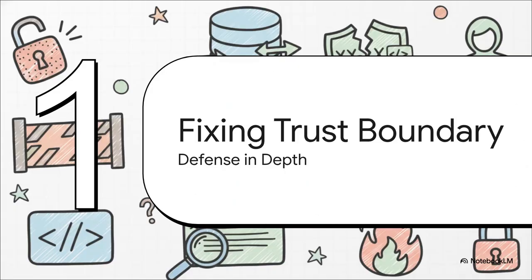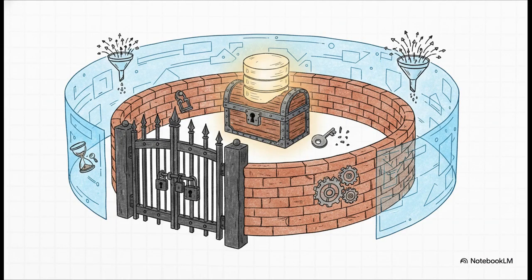Finally, we arrive at Section 6, Fixing the Trust Boundary. Let's talk about solutions. So after looking at all these broken layers, what must developers and organizations actually learn from this to prevent it from ever happening again? The answer comes down to a principle called defense in depth. Relying on just one single security check is never enough.